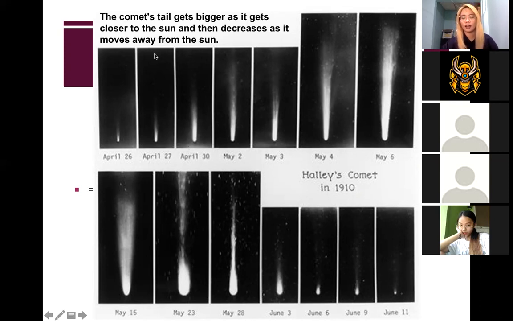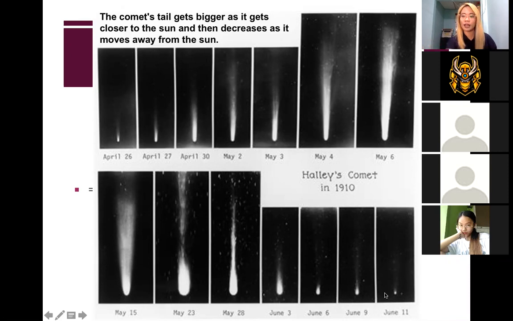As it gets closer to the sun, scientists observe that the tail gets bigger and bigger as it gets nearer the sun. And then as it gets farther and farther away from the sun, the tail gets smaller until it becomes almost invisible. So the reason why it gets bigger is because when it gets nearer the sun, it means that the comet is experiencing more heat coming from the sun. And because there is more heat, it means that there is more and more ice and dust that is melting. That's the reason why the tail is growing longer and bigger.